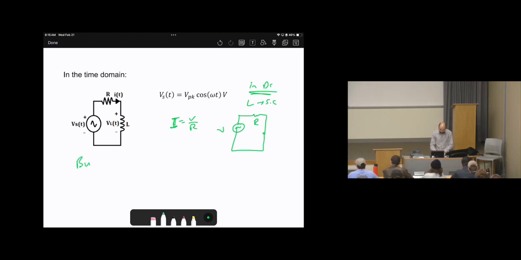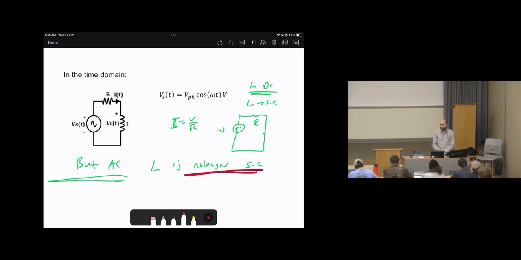But in AC, L is no longer a short circuit. So what should I do? It will be kept as is. We cannot eliminate L. So how do we solve for the current? Let's do KVL. I'm going to assume the current direction has already been assumed, and do KVL in this loop, assuming plus and minus for VR.